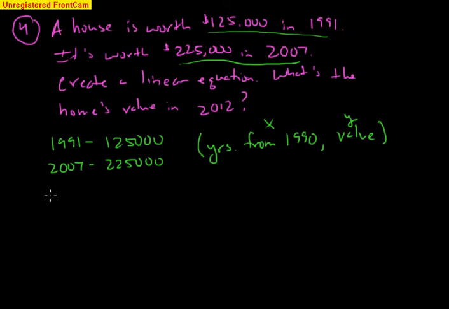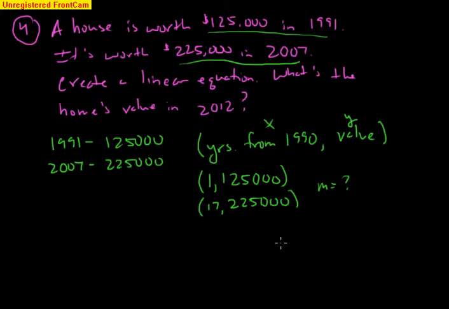So these 2 points are going to be 1 and $125,000. 1991 is 1 year from 1990. And 2007 is 17 years from 1990. 17, 225,000. Okay? So we have 2 points, but we have no slope. We need the slope in order to use point-slope form to create this linear equation. So we first must find the slope.